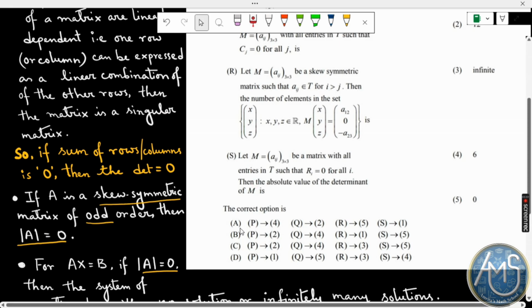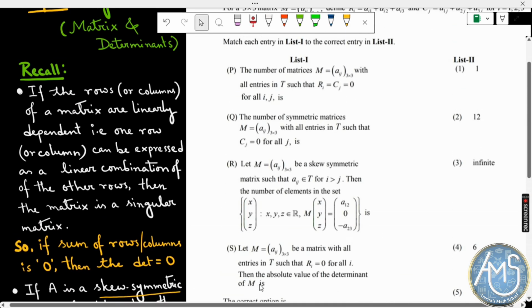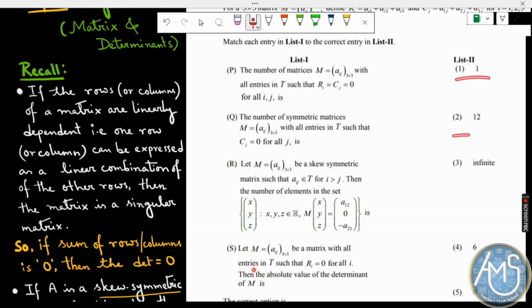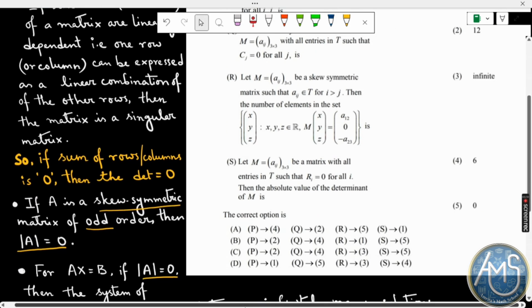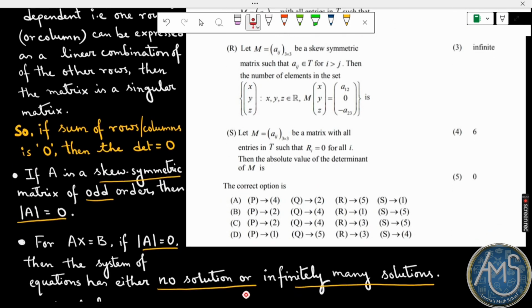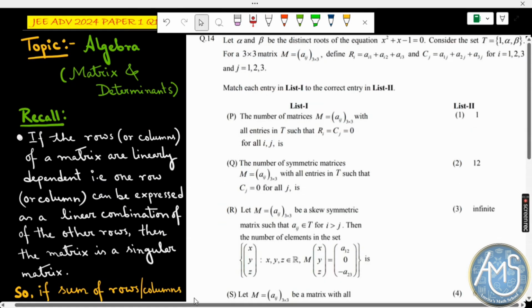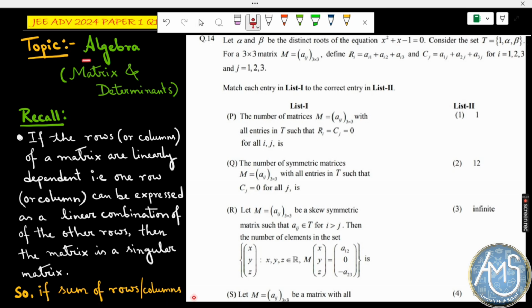And in List 2 there are some values: option 1 is 1, then 12, infinite, 6 and 0. Then the options are given, like P4, Q2, and so on. After reading the question it is clear that the topic is algebra, and particularly matrices and determinants.